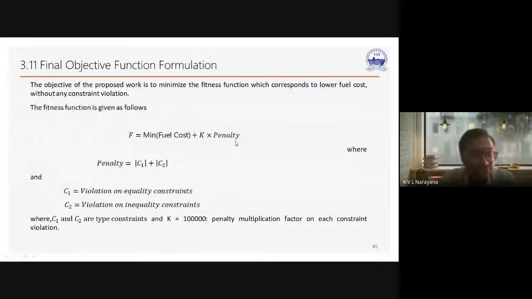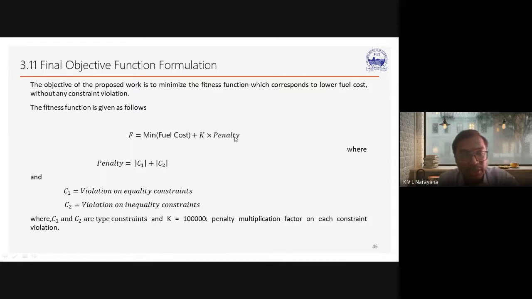When the penalty is added, it is weighted by K, that is a penalty multiplication factor. When the penalty is added, the fitness function value suddenly rises. That means the optimization algorithm is looking for the minimum of the fitness function. When there is a constraint violation, only the penalty is to be added. This is the penalty factor method.